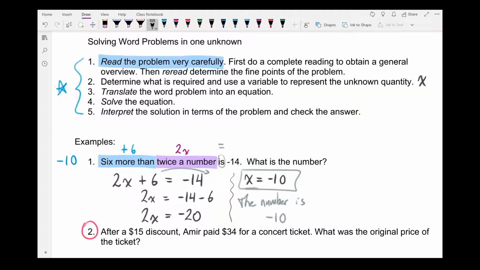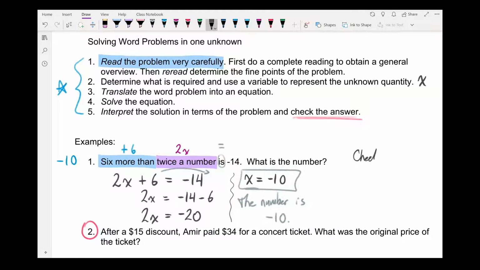And at the very end of step 5, it says check the answer. So before I check the answer, let me reread and make sure I've done everything. 1, I read the problem carefully. 2, determine what's required and use a variable. I used the variable x. 3, translate the word problem into an equation. So I kind of did steps 2 and 3 at the same time. 4, I definitely solved the equation. And 5, I've now interpreted my solution by stating the final answer. And now I'm going to check my work.